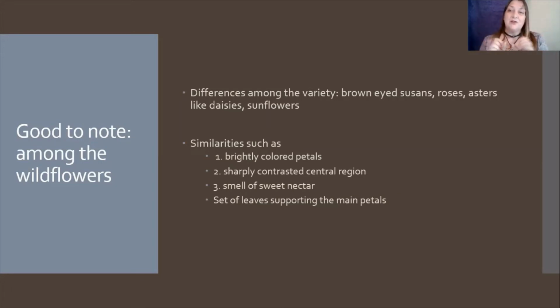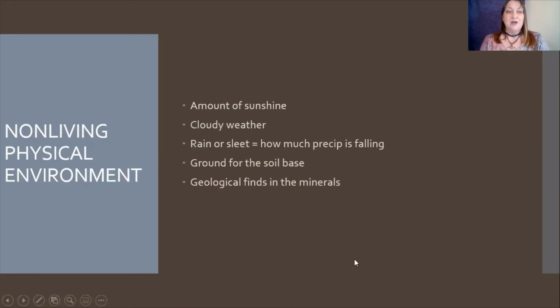So the plant is doing everything in that flower production to attract a pollinator to that central part of the flower where the petals are, to make it so that they want to get to that central area where the pollen is located. And then in the non-living physical environment, we're also looking at the amount of sunshine, the cloudy weather, whether there's rain or any kind of precipitation that's falling, and then the ground for the soil base, for example, different kinds of geologic formations that might be present.